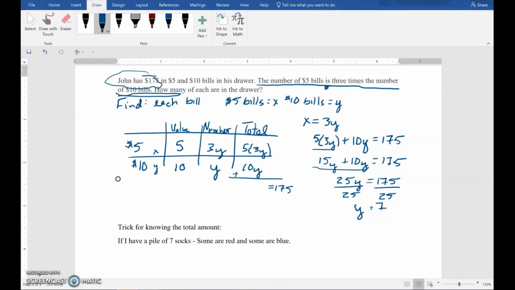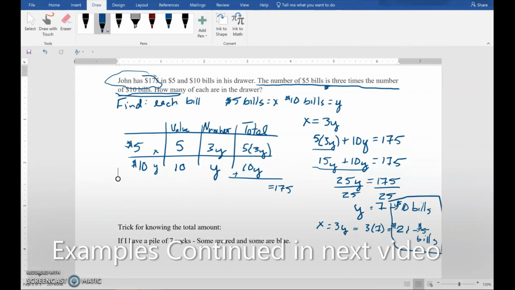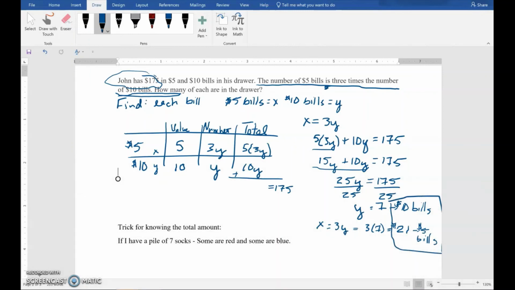And so y is 7, so there are 7 $10 bills. But we have to find both of them, so let's do the other one. X we said was 3y. So in this case, it's going to be 3 times 7, and that gives us 21 $5 bills. And we can check that if we wanted to.